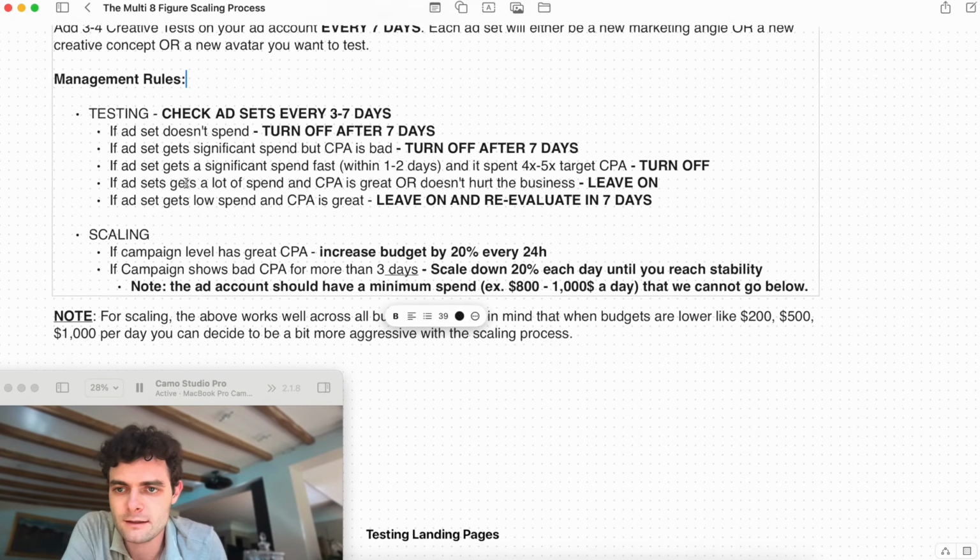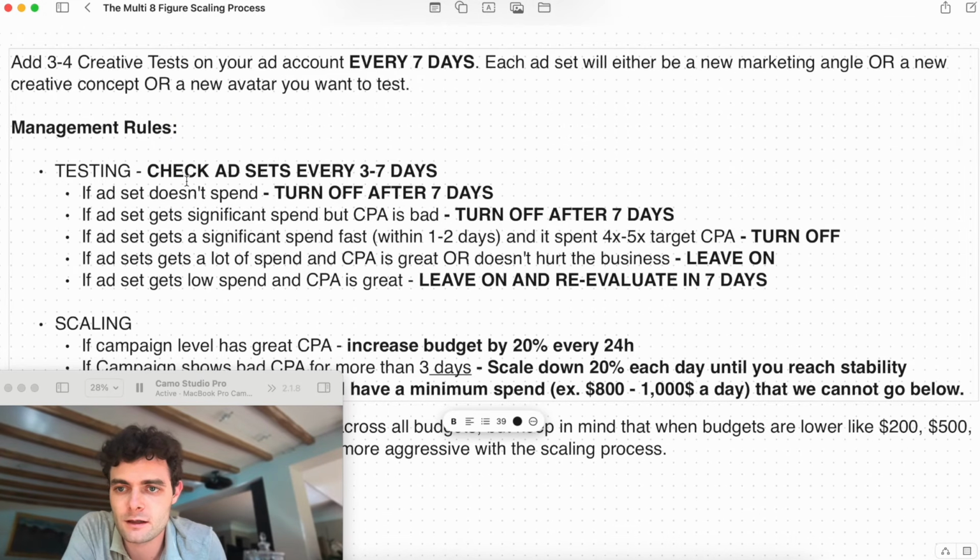Management rules, testing, okay? Testing, very simple. Check the ad account every 3 to 7 days. Okay, don't panic every 1 day or 2 days. Give it 3 days whenever you test a new ad set, right? So listen closely. If the ad set doesn't spend, okay, it just doesn't spend, turn off after 7 days.